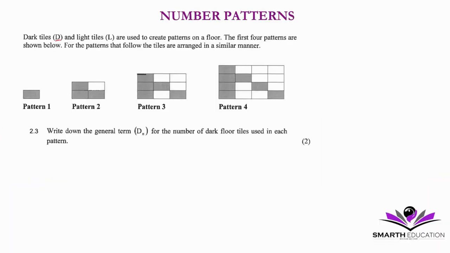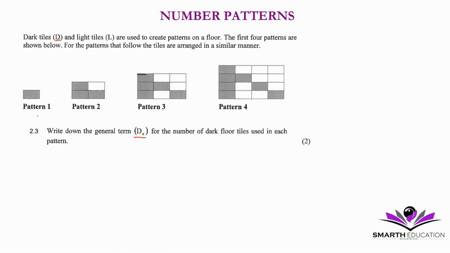Dark tiles D and light tiles L are used to create patterns on a floor. The first four patterns are shown below. For the patterns that follow, the tiles are arranged in a similar manner. Write down the general term for the number of dark tiles used in each pattern.